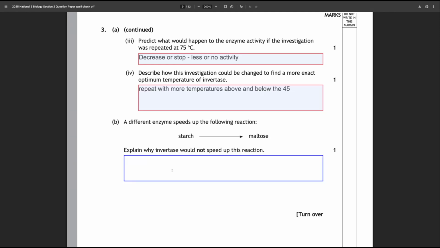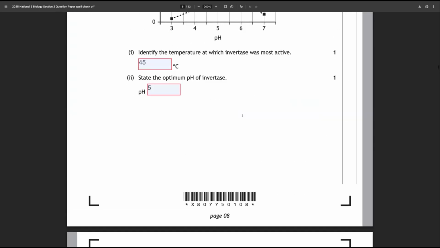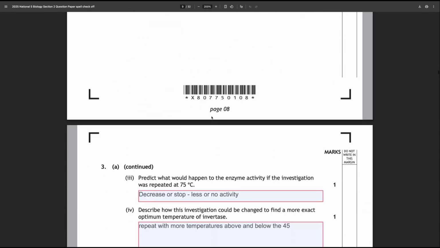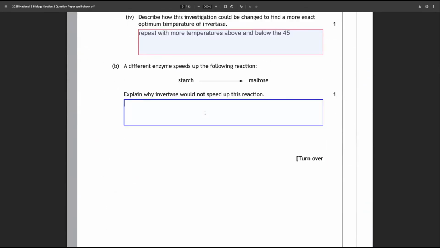Okay, part B, a different enzyme speeds up the following reaction. Starch is broken down into maltose. Explain why invertase would not speed up this reaction. So the key here is to do with specificity of the enzyme to the substrate. We know that the active site has a particular shape on the enzyme, and that shape is specific to only one substrate. So in this case, invertase is specific, if we scroll all the way back up here, to sucrose. Okay, that's its substrate. So therefore, why would it not speed up this reaction?